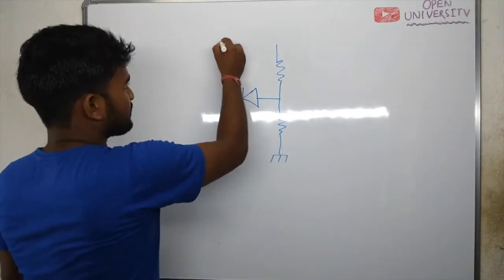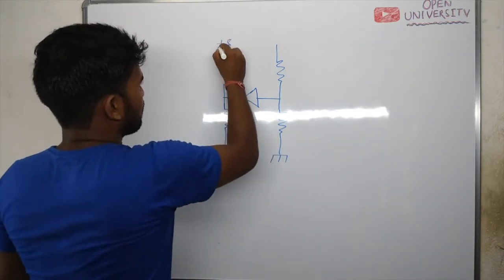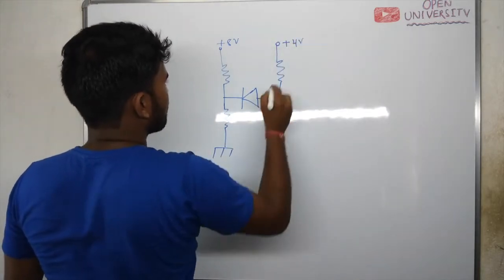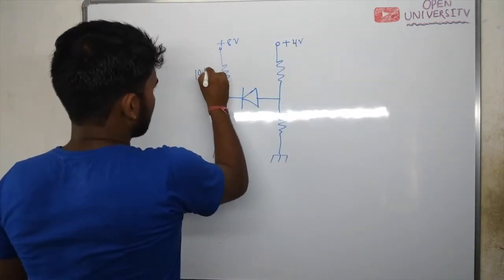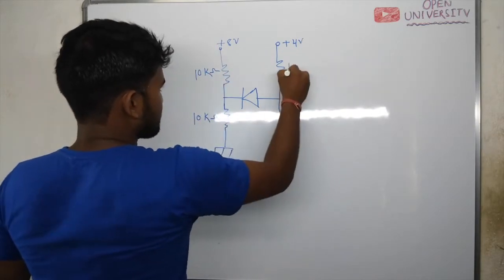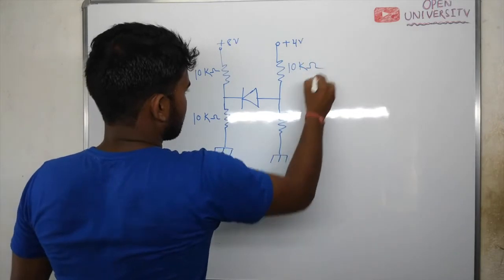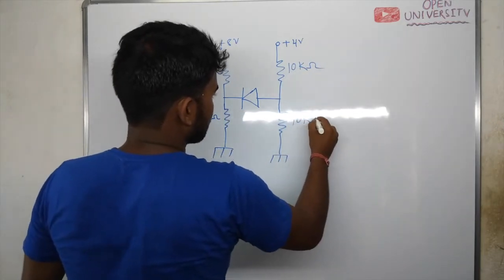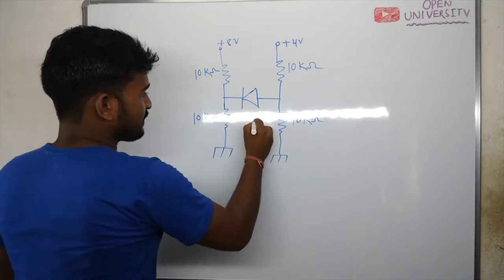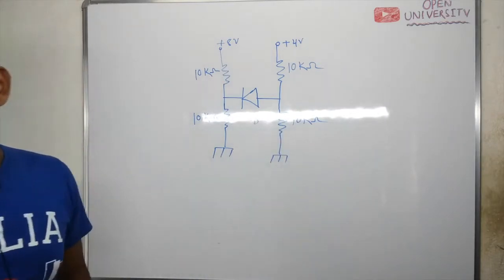And this voltage is plus 8 volt. Okay, and this voltage is plus 4 volt. And this is 10 kilo ohm. This is also 10 kilo ohm. This is also 10 kilo ohm. And this is also 10 kilo ohm. The question is, what is VD? This voltage across the diode.